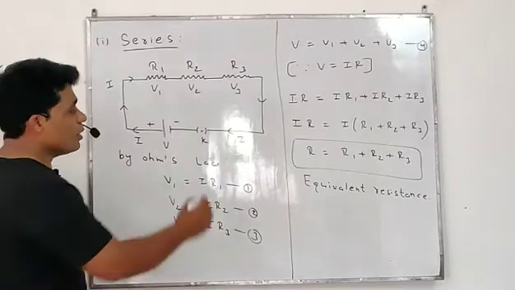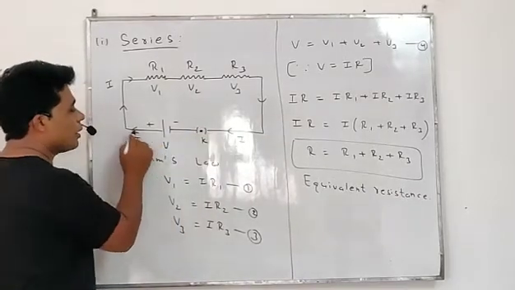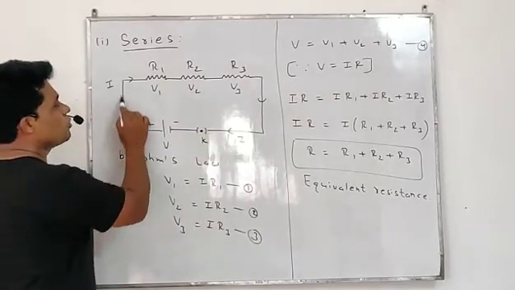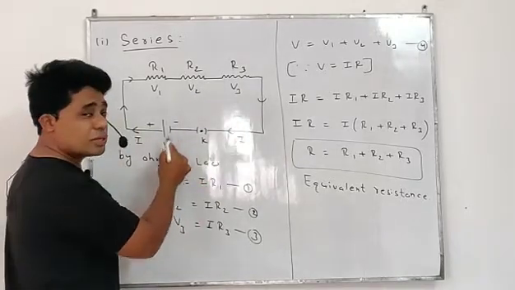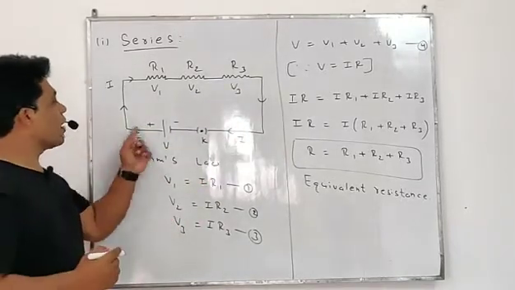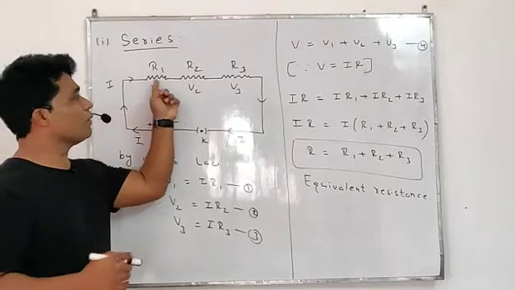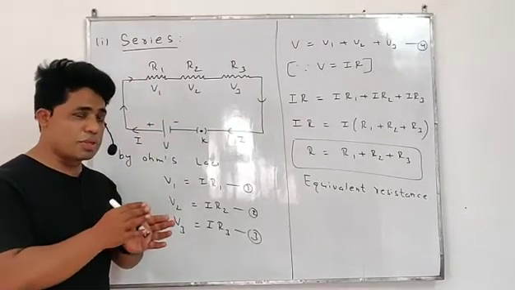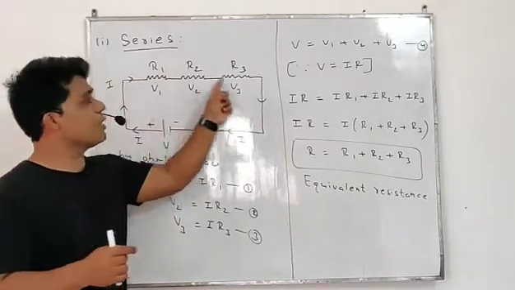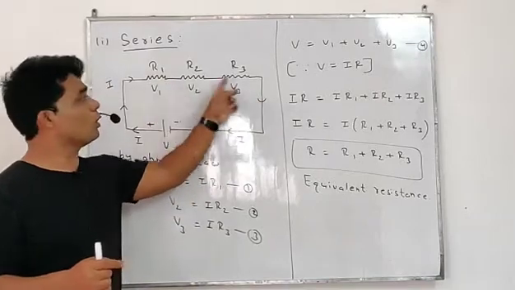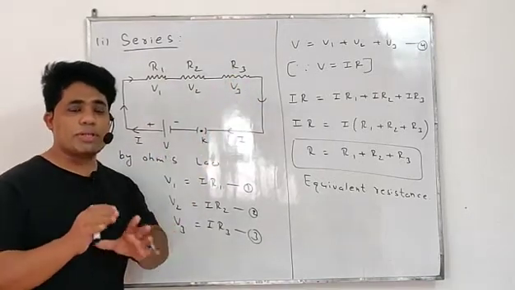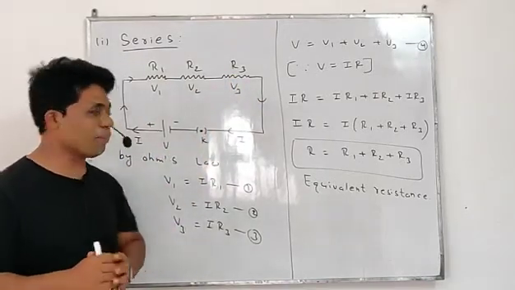When the switch K is on, current I will flow from the positive terminal to the negative terminal. We have a single path. That's why in a series combination, current I will remain the same throughout all these resistances. That is an important point: in series combination, current will be the same.